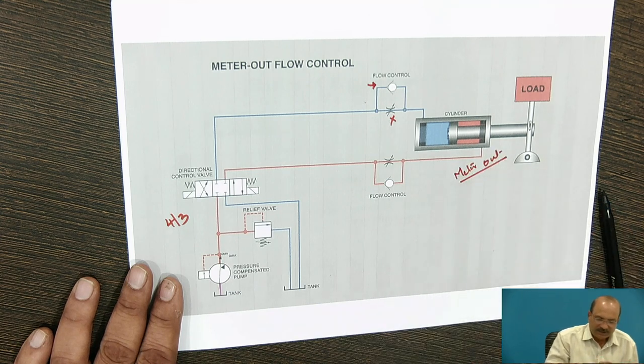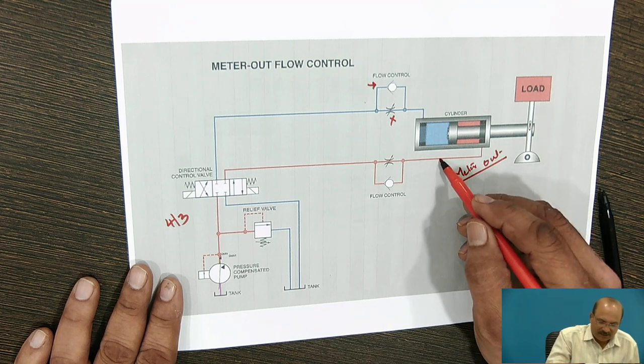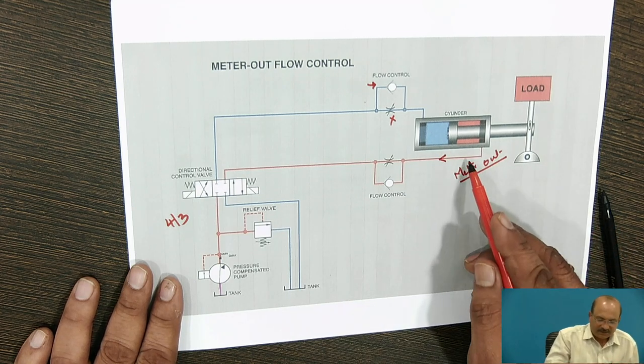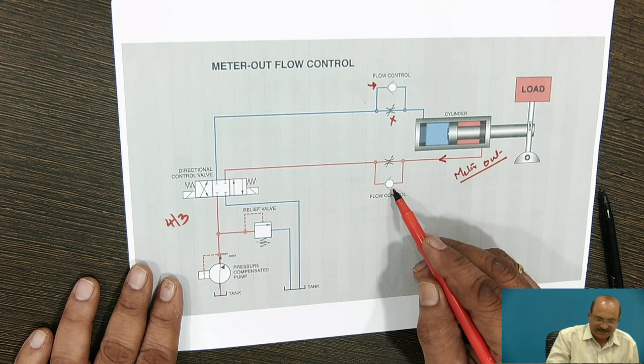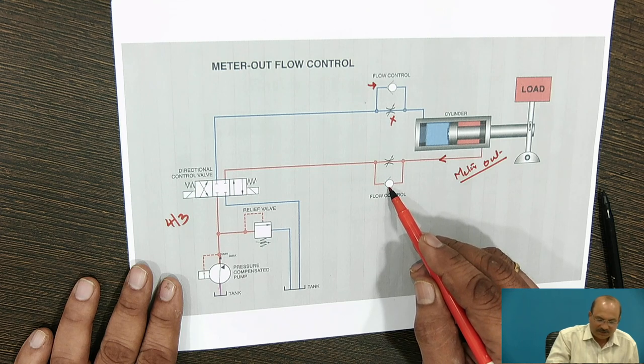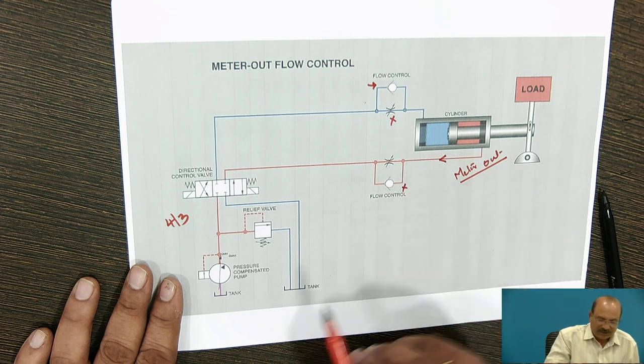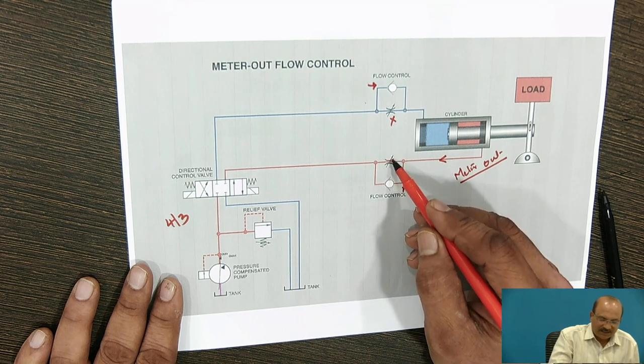Meter out. This is important now. The oil is coming outside like this. Whenever it is coming, here it is restricted, so it is not permitted to flow through this way. So this is closed, and the oil has to flow this way only. Here it is controlled.